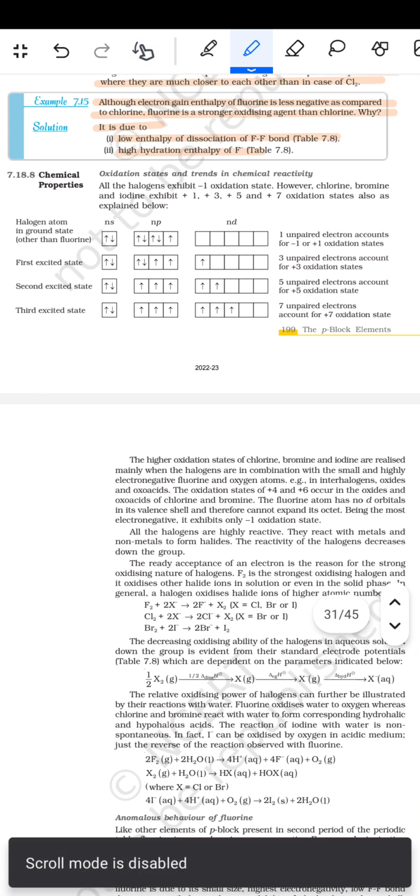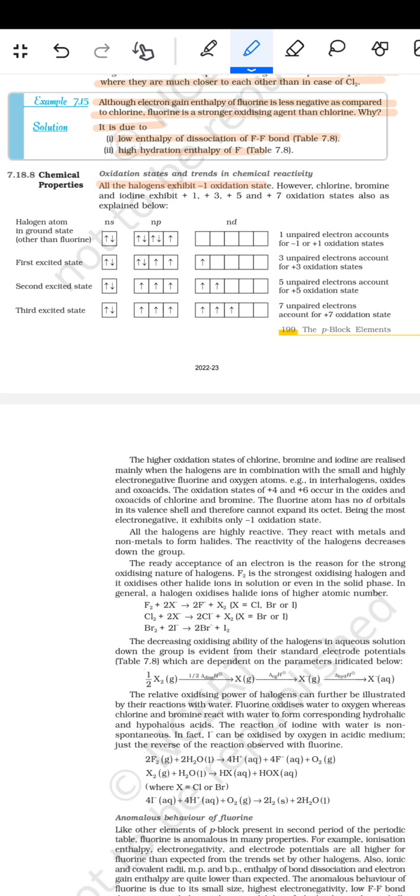Oxidation states and the trends in chemical reactivity. All the halogens exhibit the -1 oxidation state. However, chlorine, bromine, and iodine exhibit +1, +3, +5, and +7 oxidation states also, as explained below. Halogen atom in the ground state, other than fluorine, first excited state, second excited state, and third excited state. One unpaired electron accounts for the -1 and +1 oxidation state.